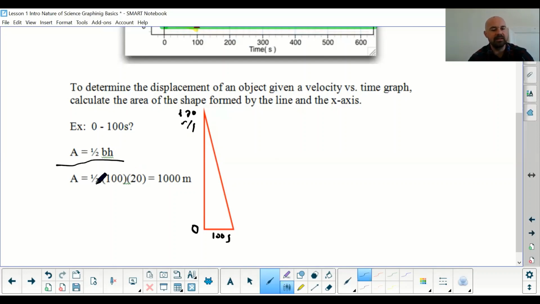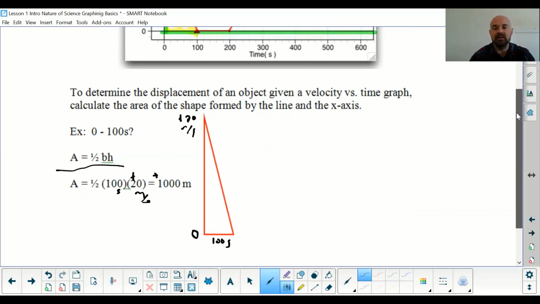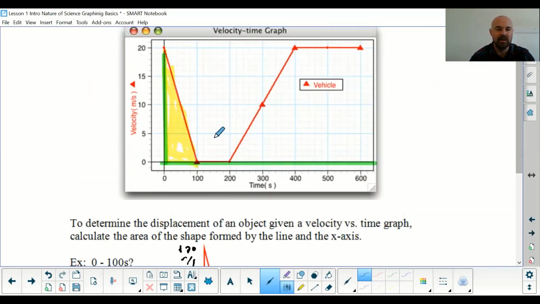But if we plug in these numbers for here, it'd be 1/2. The base is 100 seconds, and the height is positive 20 meters per second. And if you just multiply those out, so half of 20 is 10. 10 times 100 is 1,000 meters, and it's a positive 1,000 meters. So that means that this object in the first 100 seconds of motion moved 1,000 meters in the positive direction. That's all it is. So you're just going to look at the areas and try to find the areas of the shapes that are bound. So we just did this one, which I'll maybe call part 1.